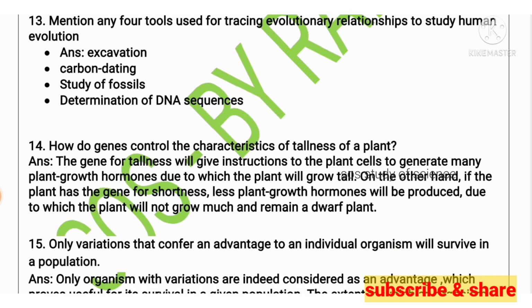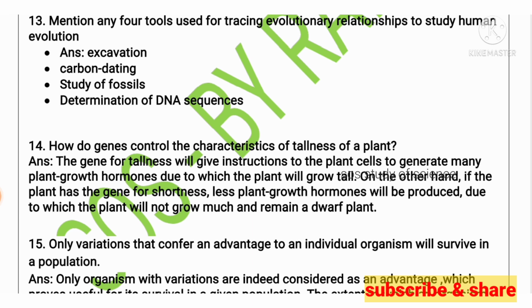So next, 14th question: how do genes control the characteristics of tallness of a plant? You must understand what is meant by genes and where the genes are; I have already explained all these things in the crash course. These genes are present in the chromosomes. They determine the trait of that particular organism. Here, the genes are controlling the tallness of a plant.